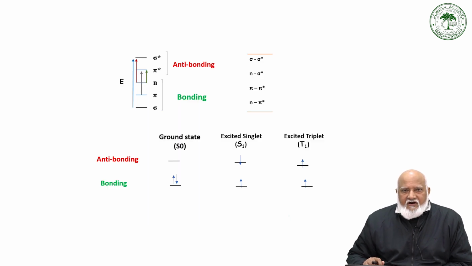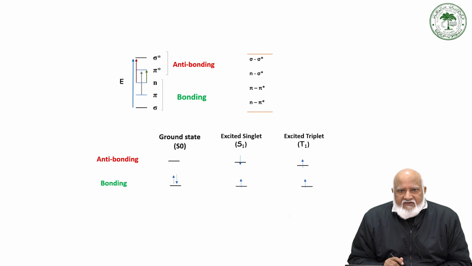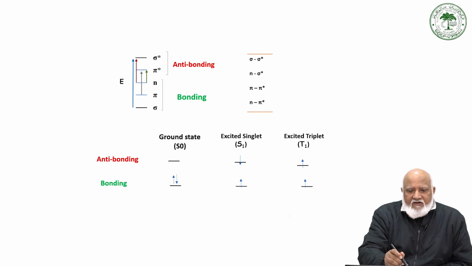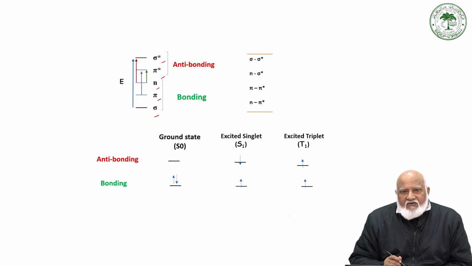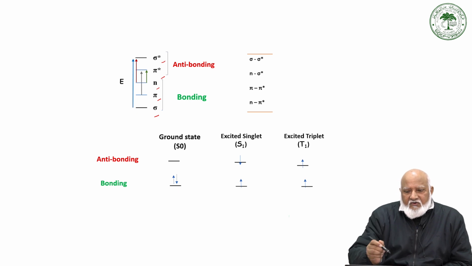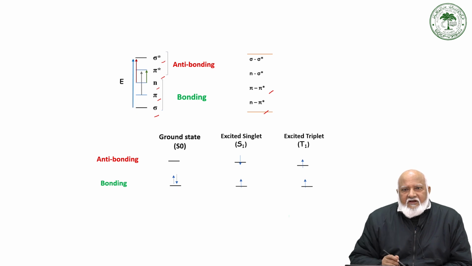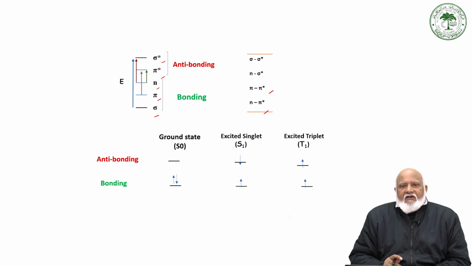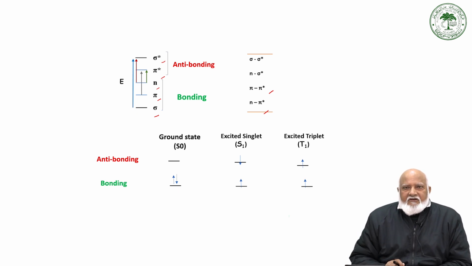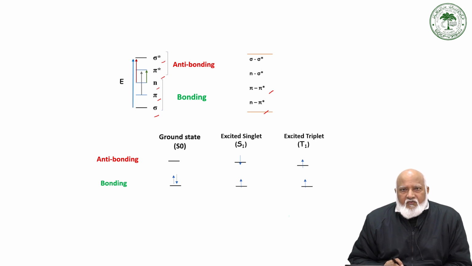This slide shows we have a bonding orbital, sigma bond, we have a pi bond, and n bond. So these are electron occupied orbitals. We have anti-bonding orbitals, the pi star and sigma star. So when we shine light, the molecule undergoes n to pi star excitation, pi to pi star excitation, and sigma to sigma star excitation, depending upon what type of chromophore is present in the molecule.